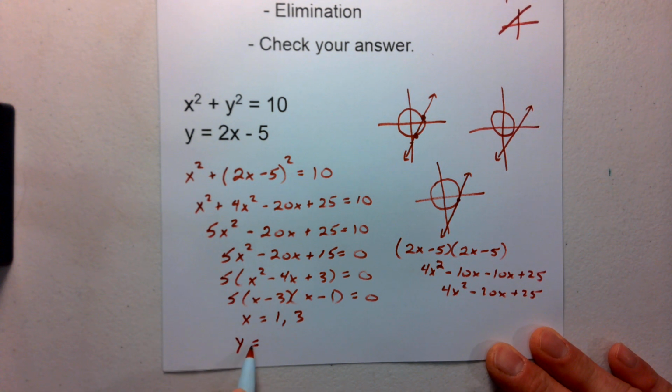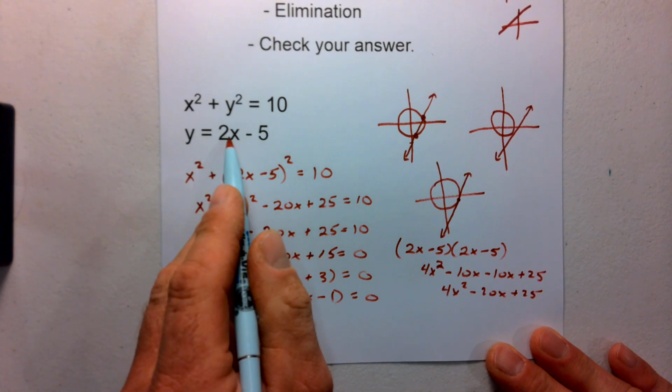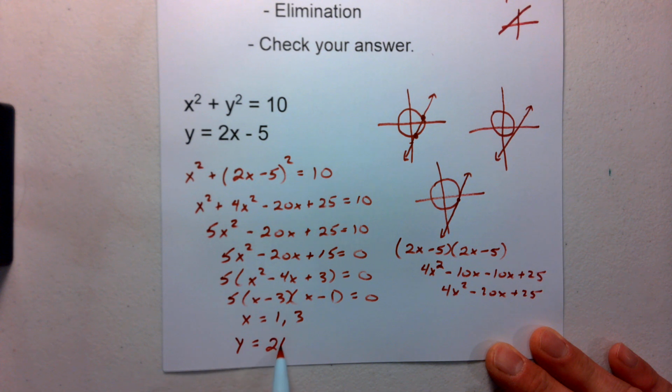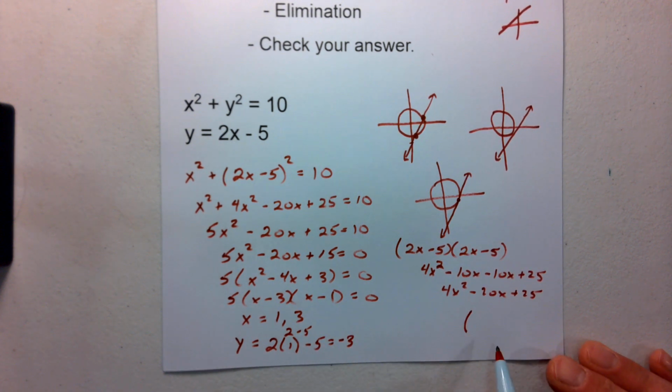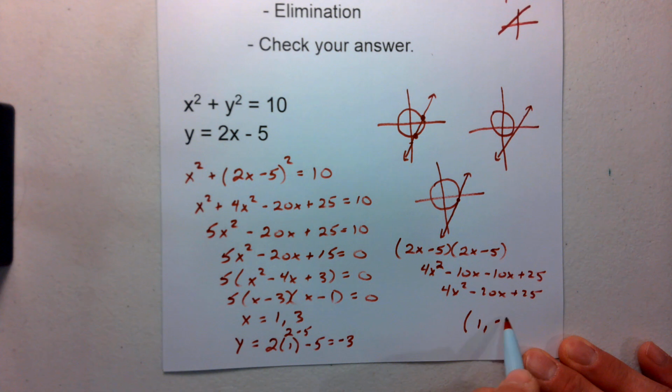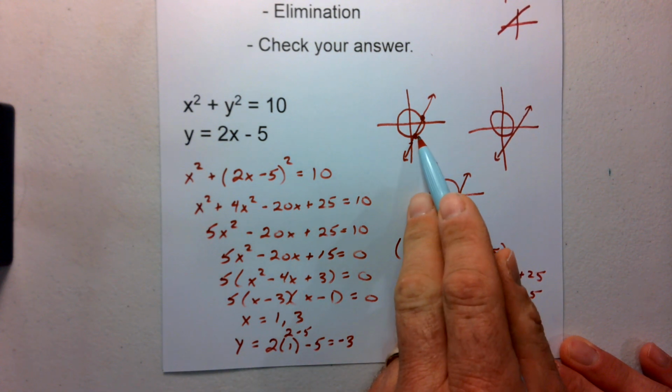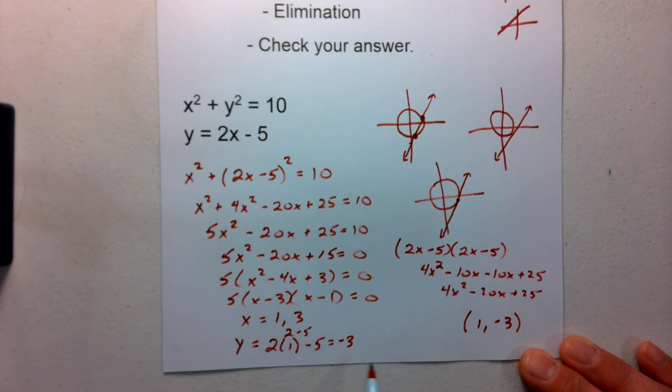So I'm going to have y equals, my first one, I'm going to plug in my 1, so I had 2 times 1 minus 5. 2 times 1, that's 2, minus 5 gives me negative 3. So my first point, I'm going to write off to the side here, which is going to be 1, negative 3. Again, that goes along pretty close to what I thought up here.